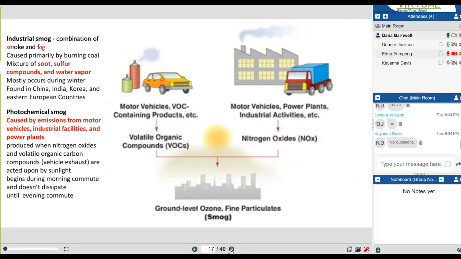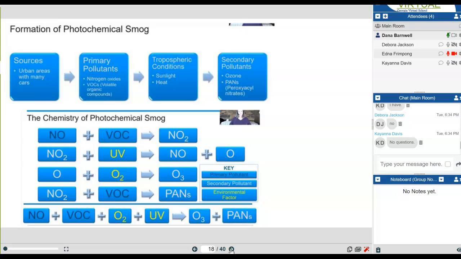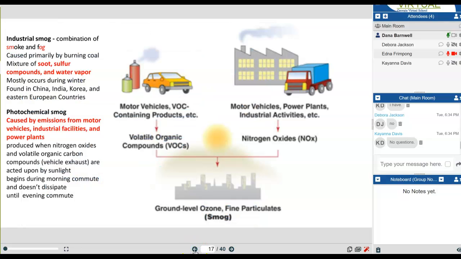So this particular picture is going to help you break down the concept of industrial smog and photochemical smog. So we're going to talk about this visual first, and then I'm going to show you the next slide, and this is going to come directly from the AP Classroom. This information, again, is also very well documented in your e-text.